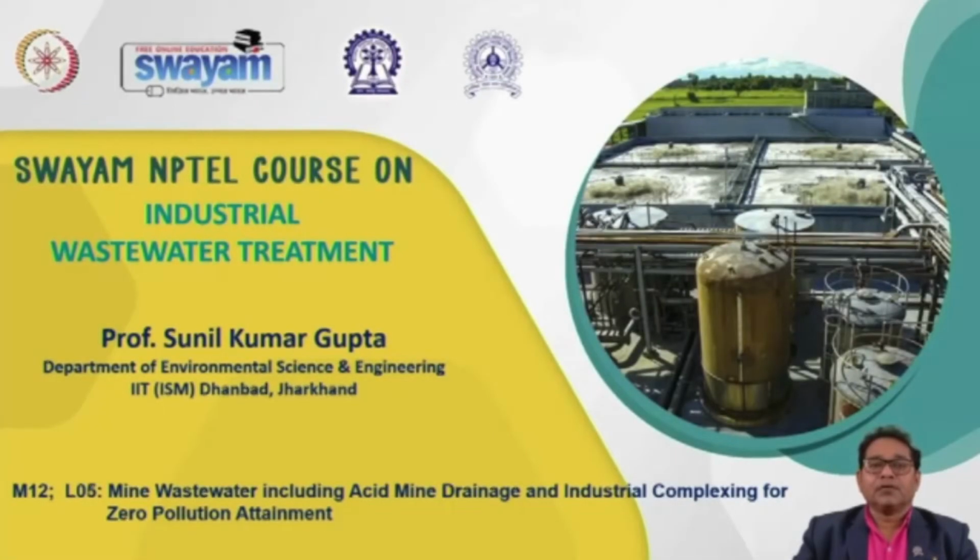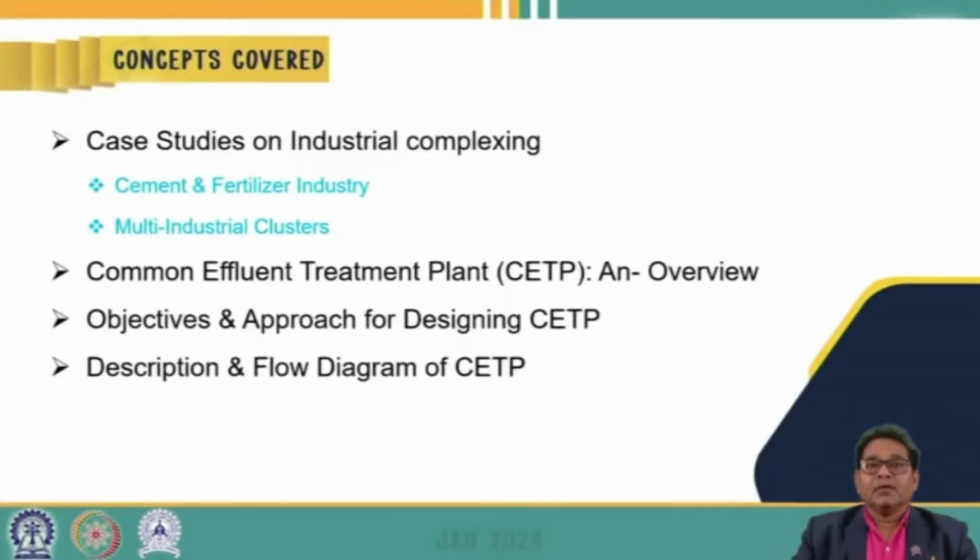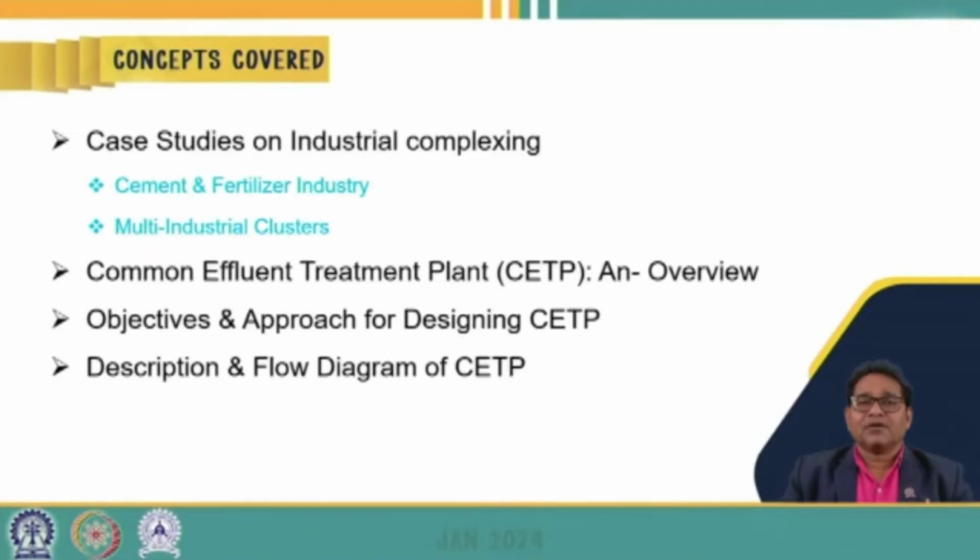Welcome you all. Today I am going to deliver lecture 5 of module 12, which is on mine wastewater, including acid mine drainage and industrial complexing for attainment of zero pollution. Under this, we are going to cover some case studies on industrial complexing, like the cement industry and the fertilizer industry, and how these industries together can make a complex in order to utilize individual wastes into the process and the operation so as to get the overall implementation of zero waste discharge.